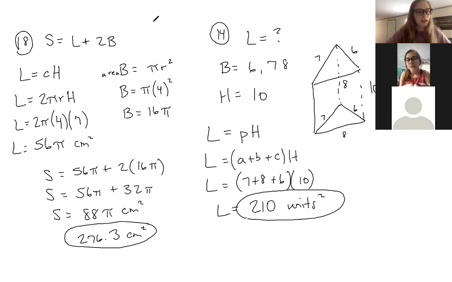All right. Now, Brinley, on number 14 and 16, those were finding the lateral surface area of a triangular prism. Now it could flip on you and say, find the lateral surface area of a rectangular prism. And if that's the case, you would have to use this other formula right here. You would just have to use the formula equals pH, right? So both ways work.